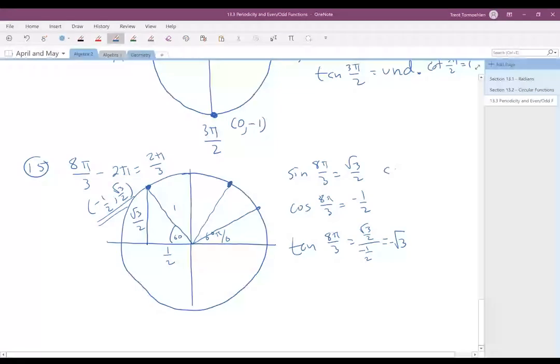And then we do our reciprocal functions. So the cosecant of 8 pi over 3 is just the reciprocal of root 3 over 2, which is going to be 2 over root 3, which equals 2 root 3 over 3. And then the secant of 8 pi over 3 is the reciprocal of negative 1/2, which is just negative 2. And then the cotangent of 8 pi over 3 is the reciprocal of negative root 3, which is just going to be negative 1 over root 3, which equals negative root 3 over 3.